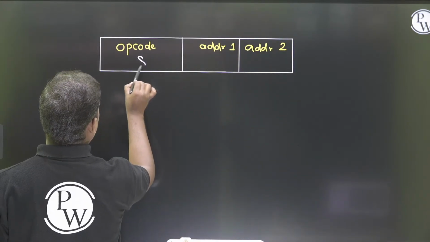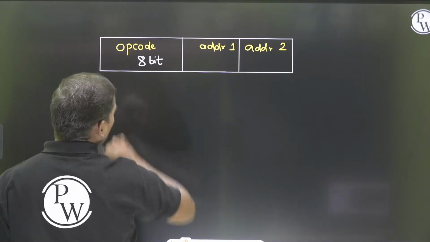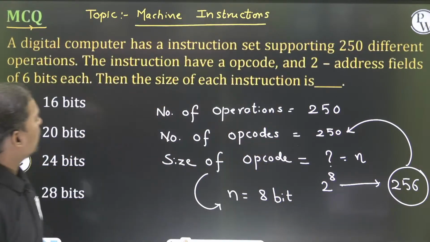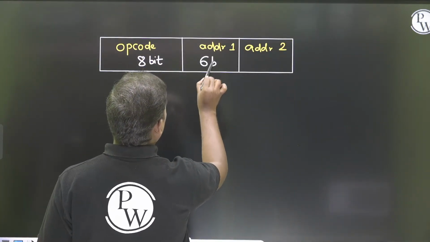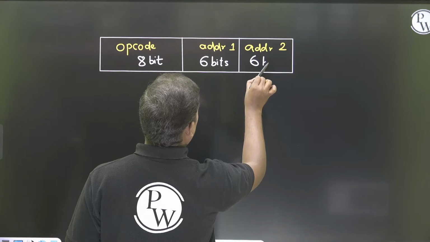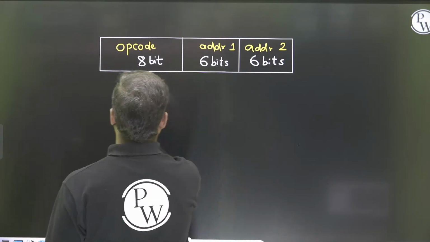The opcode size is given as 8 bits, and there are two address fields. Each address field has 6 bits. So this is 6 bits, and this is 6 bits. So total together, how much is it going to be?